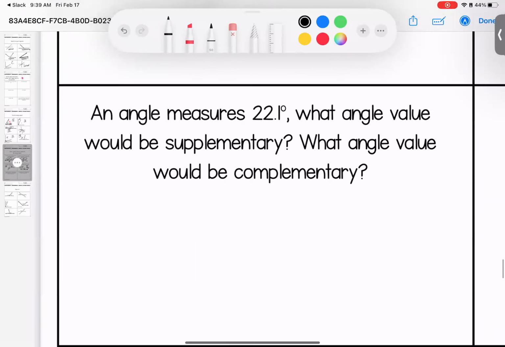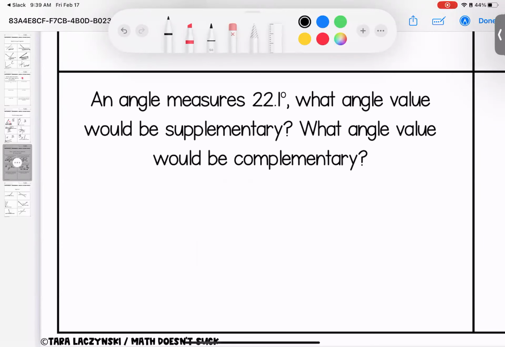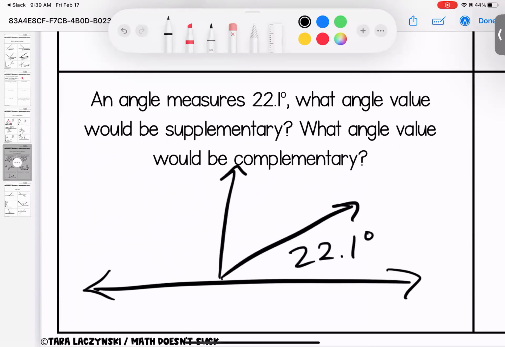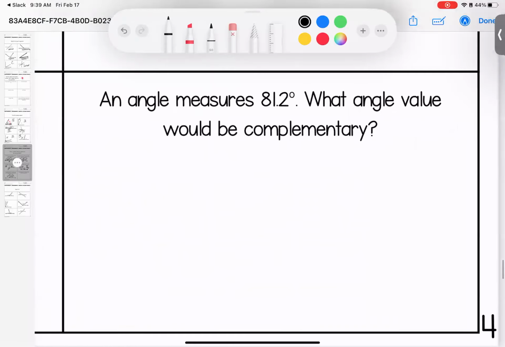Coming down here, two more on this page. An angle measuring 22.1 degrees. What angle value would be supplementary? What angle value would be complementary? So to be supplementary, we need to have a whole line. To be complementary, we're looking at 90 degrees. So we're going to say that this is 22.1 degrees. To get to our 90, we would need 67.9 degrees. To get to 180, it would have to be a total of 157.9 degrees.